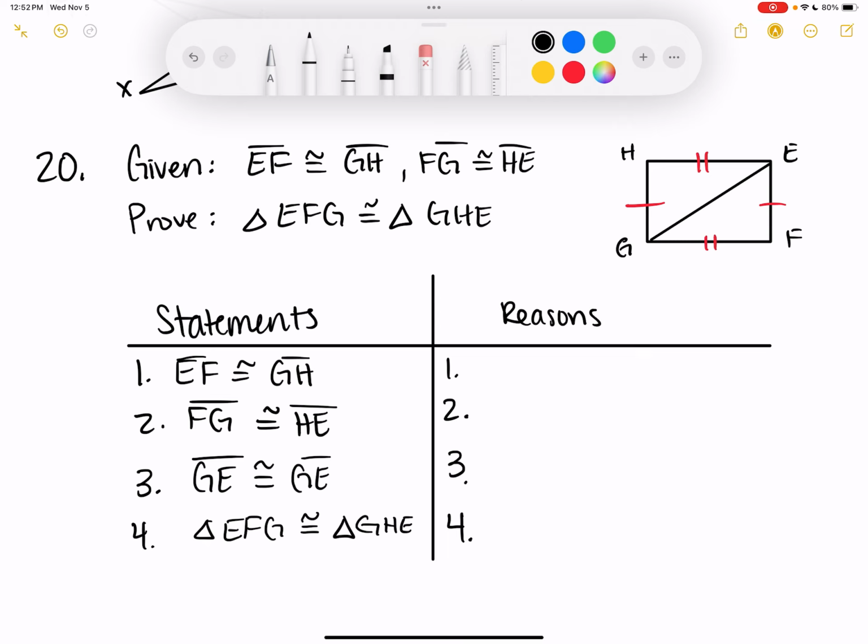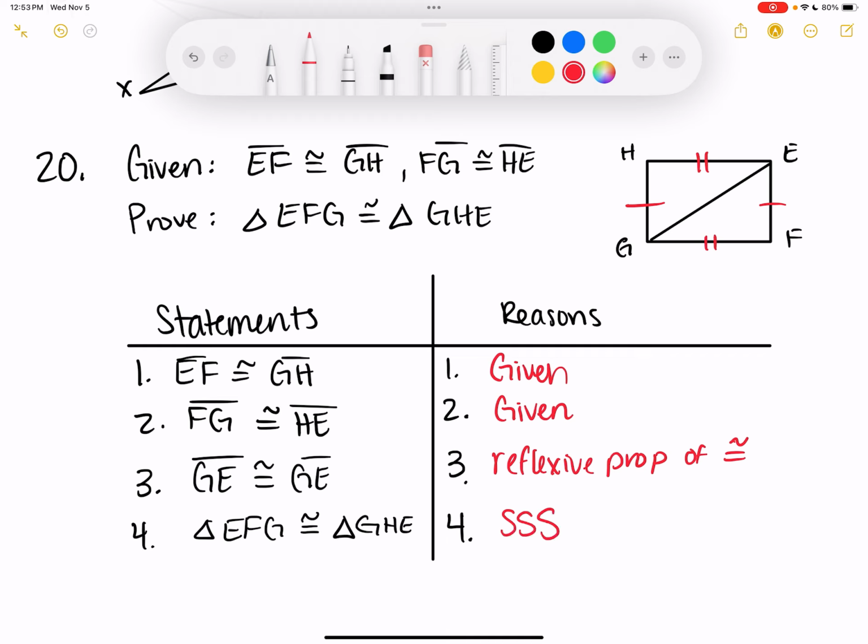All right, so what's the reason for, well, both 1 and 2? Given. So obviously they had done it separately. I normally would just do that in one. So then from there they say that GE is congruent to GE. What allows us to say that? Reflexive property. Yep, reflexive property. Just going to do that for congruence. And then ultimately, I know that we have all 3 sides that are congruent. So I can say triangle EFG is congruent to triangle GHE by what? SSS. Yep, side, side, side.